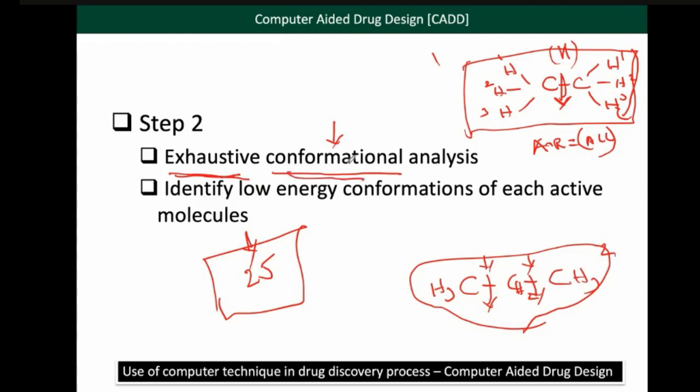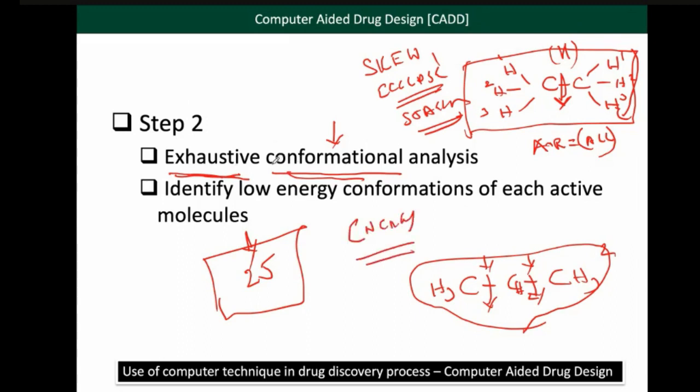Because each conformation of the molecule will have a certain energy. All the conformations will not have the same energy. You might have heard about terms like skew conformation, eclipse conformation, staggered conformation. These are some terms you might have heard, right? So different conformations of the molecule are associated with different energy. So once you do the exhaustive conformational analysis, all possible conformations and the corresponding energy can be identified.